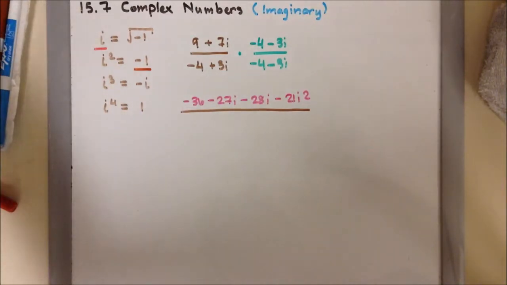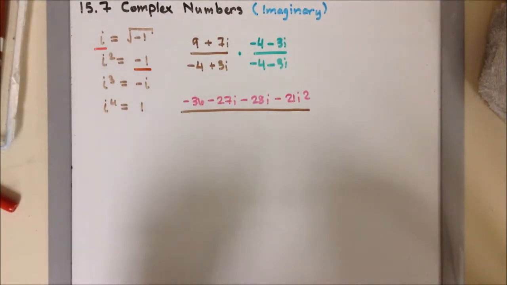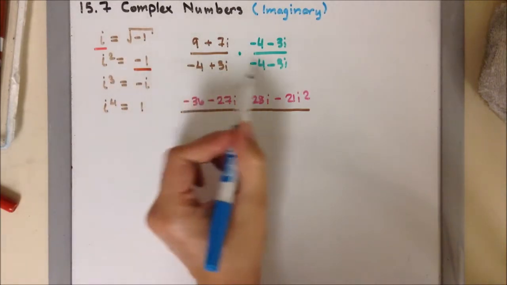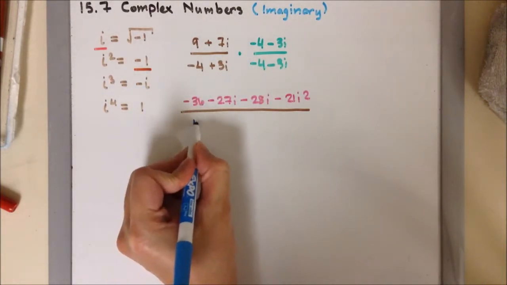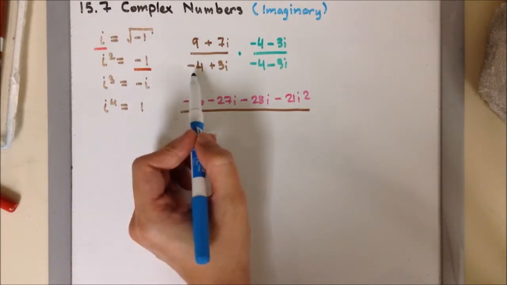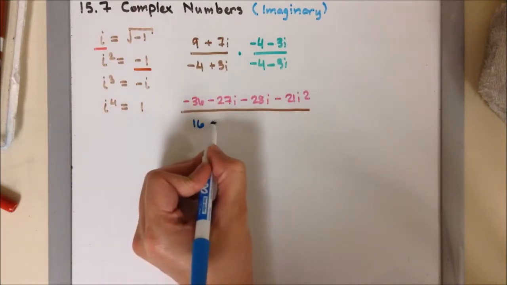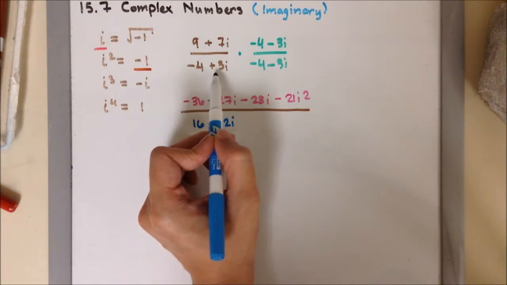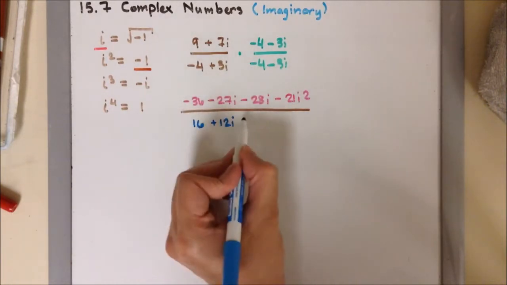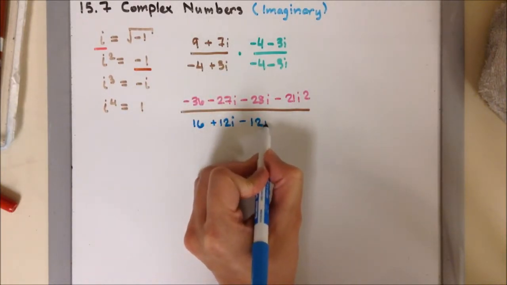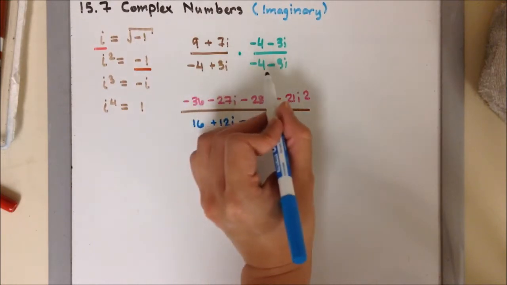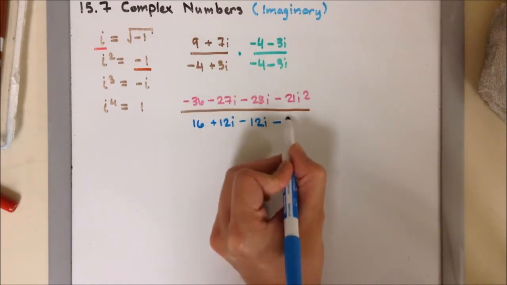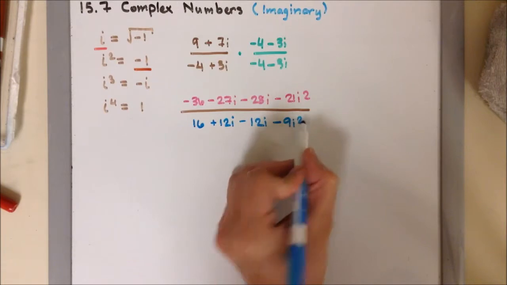So let me FOIL, starting with negative 4 times negative 4 is positive 16. Negative 4 times negative 3i is positive 12i. Positive 3i times negative 4 is negative 12i. Positive 3i times negative 3i is negative 9i squared.